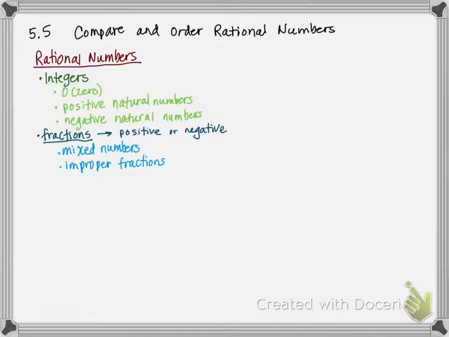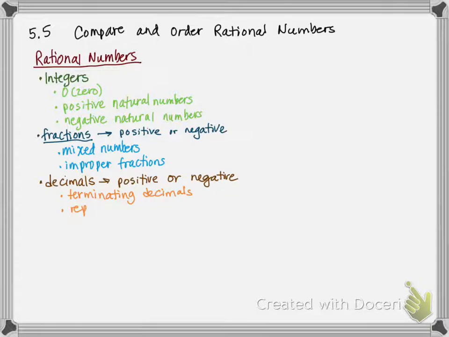Okay. Let's talk about decimals. And again, they can be positive or negative. And that includes terminating decimals, which we covered in chapter 3 and throughout the time. And then the ones we just covered in lesson 5.4, though we have talked about them as well before, repeating decimals.